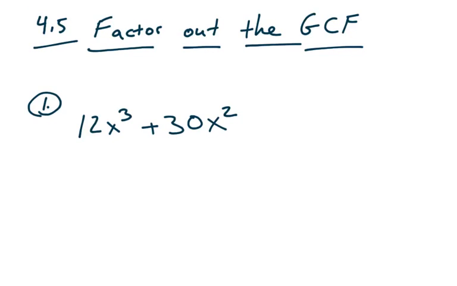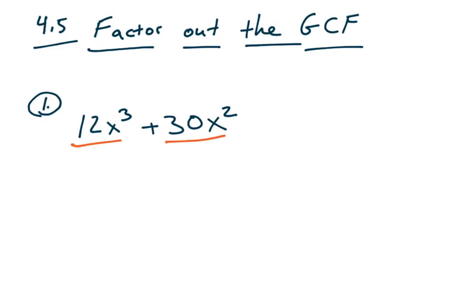Alright guys, welcome to Math 0314, section 4.5, factor out the GCF. What we're essentially doing here is reverse distribution. You're going to look at each of these terms and say, hey, what can I factor out? In terms of factoring out, the greatest common factor means we factor out the most. But don't stress over this too much.